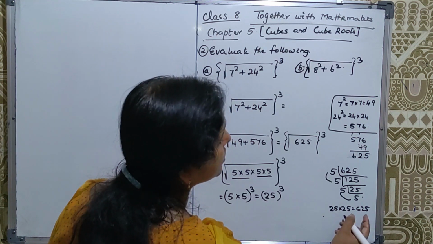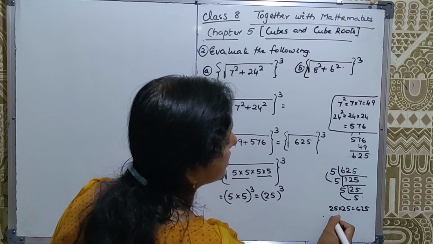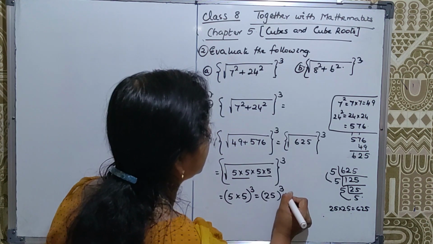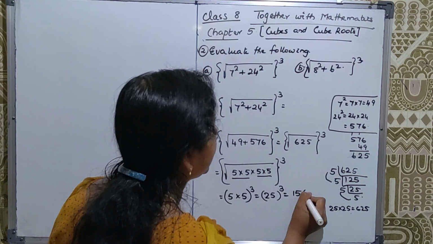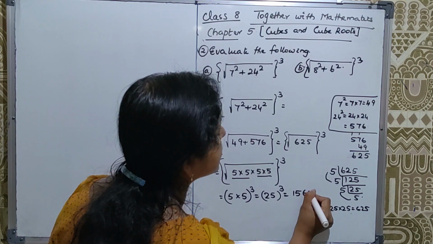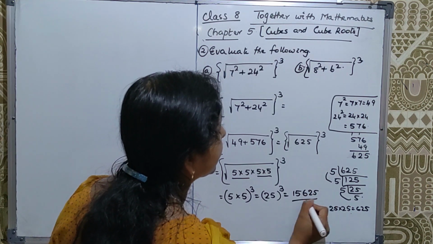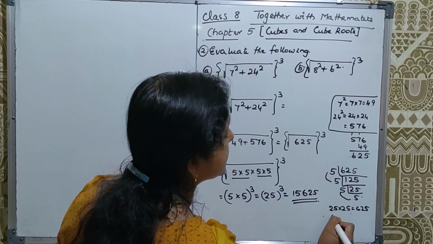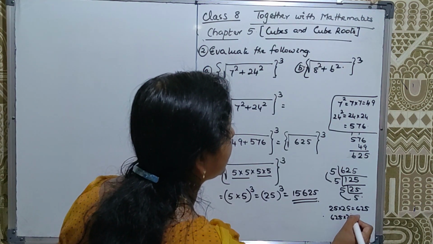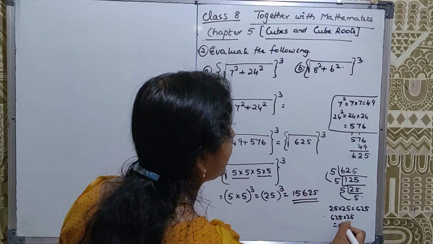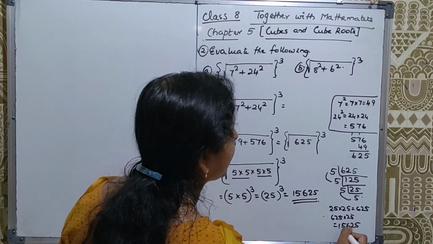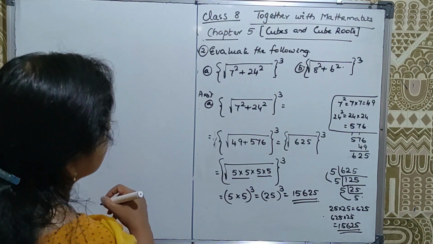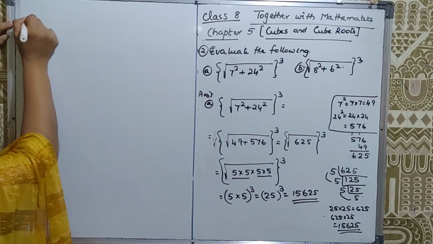And all those who can do it by heart, 625 into 25 will be equal to 15,625. 625 into 25 will be 15,625.